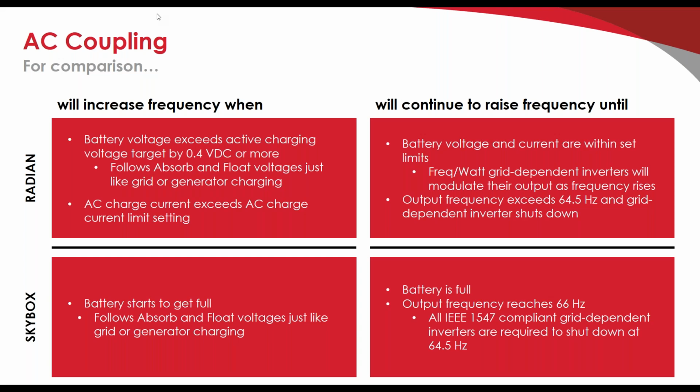And at that point, if you haven't tripped out at 60 point whatever or 64.5 hertz, then something's going on with the grid-dependent inverter and it's not doing what it's supposed to be, because all IEEE 1547 compliant grid-dependent inverters are required to shut down when the frequency reaches 64.5 hertz. So there's plenty of safety buffer there from our point of view.